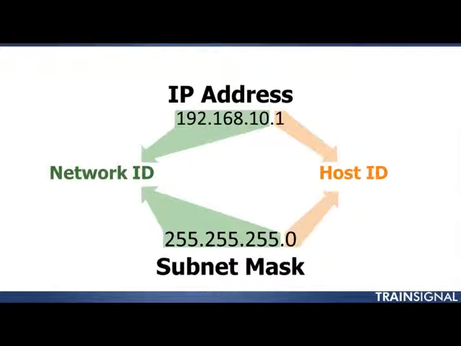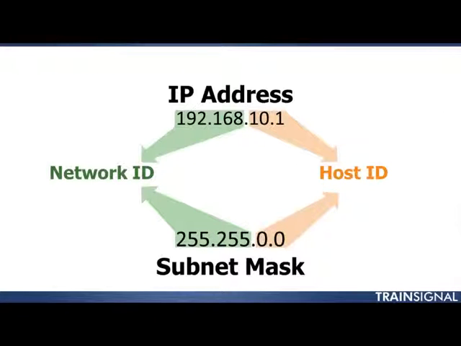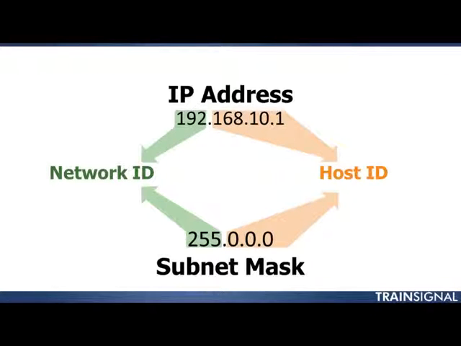Now, if we were to use a subnet mask of 255.255.0.0, you'll see here that the network ID becomes simply 192.168, and the host ID is 10.1. Or you move to 255.0.0.0, and only one number makes up the network ID, just 192. And then the last three numbers, 168.10.1, make up the host ID. And that's why you always have a subnet mask along with all IP addresses, because the IP address by itself cannot definitively say what network ID and what host ID are being used.